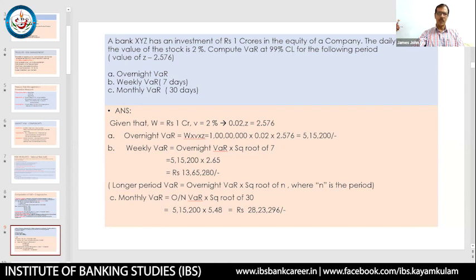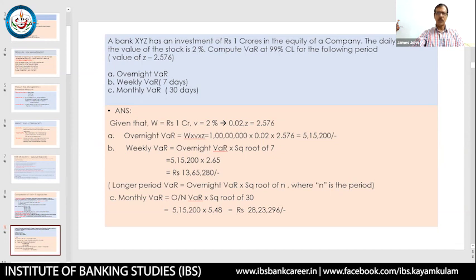And next is volatility. What is the volatility? They have given the daily volatility of the stock is 2%. 2% means it can go up and down. So 2% means 2 by 100, 0.02. So the value of V is 0.02. Then Z. Here it is given, you have to calculate the VaR at 99%. So the value of Z is 2.576 given. So 1 crore into 0.02 into 2.576 is rupees 5,15,200.